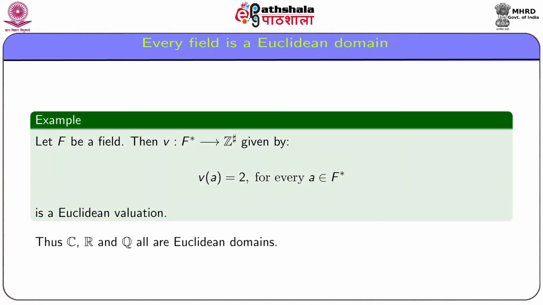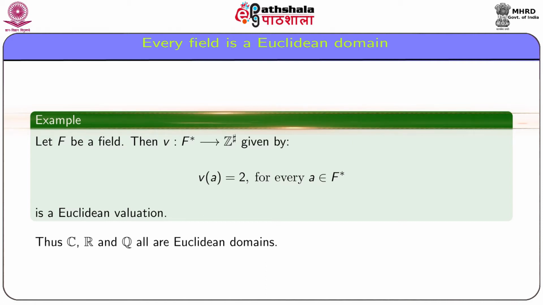Now, we show that every field is a Euclidean domain. In view of the above result, it follows that every non-zero element of F must have the same valuation as the valuation of 1. So, here the valuation function must be constant, and it can be proved easily. Any value in Z hash can be taken to be the valuation of the elements in F star.